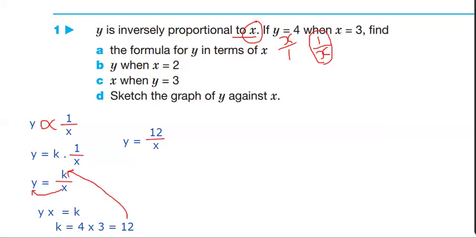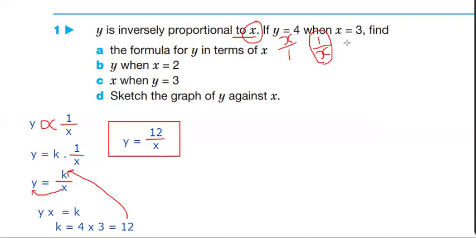Now I'm going to put a box on it to understand that this is the formula that we need, the formula for y in terms of x, or connects y with x. Now this is the answer for question A. Now I'm going to use this formula to answer question B and C.